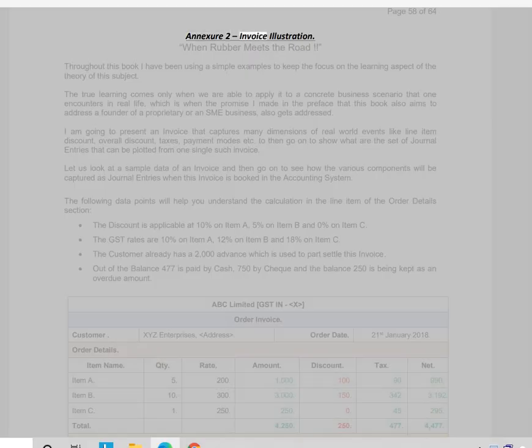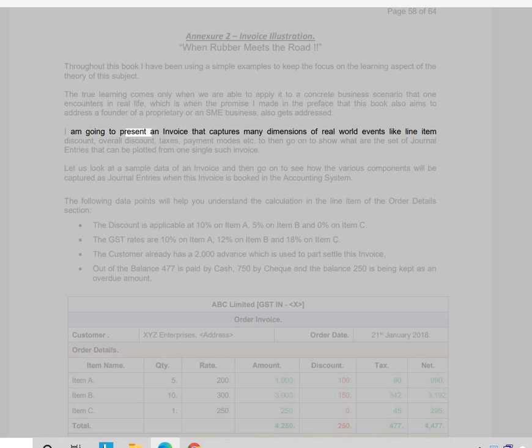Annexure 2, Invoice Illustration. When rubber meets the road. Throughout this book I have been using simple examples to keep the focus on the learning aspect of the theory of this subject. The true learning comes only when we are able to apply it to a concrete business scenario that one encounters in real life, which is when the promise I made in the preface, that this book also aims to address a founder of a proprietary or an SME business, also gets addressed.